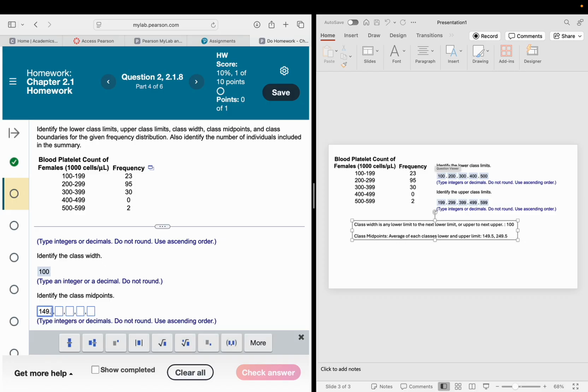All right, so when we think about the midpoint, that's where we think about the lowest and highest within the class and then actually average those two. And this would be 249.5, 349.5. Sorry, this is so repetitive, but hey, it's good practice. It'll stick in your head better.